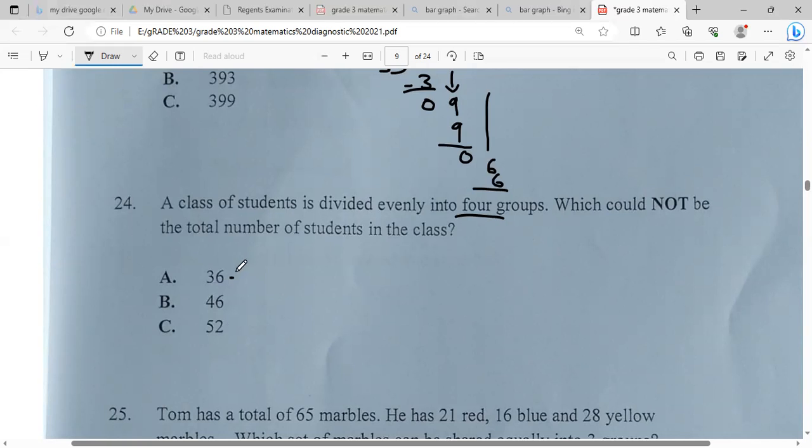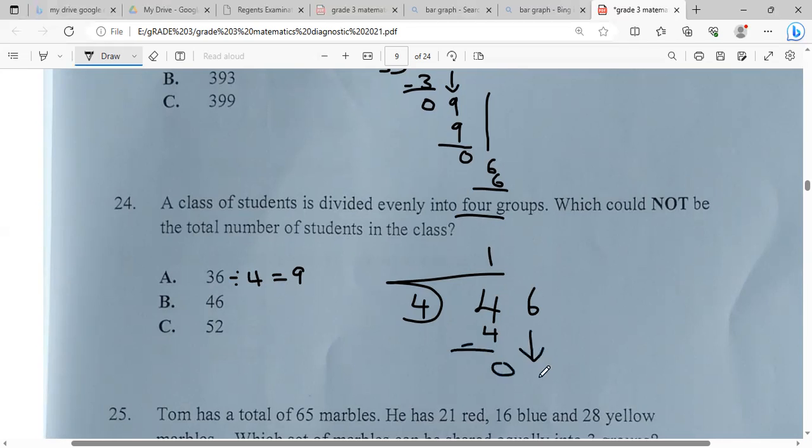If we divide 36 by 4, we get 9. So that is true. We can divide it by 4. But for this one, we'd get a remainder. Let me just show you. I like to show my evidence. So we're dividing by 4. 4 into 4 goes 1 time. 4 ones, 4. And again, we subtract. We get 0. 4 into 6 goes 1 time, but 4 times 1 is 4. So here we have a remainder of 2, so it could not be that. So this one would be 46.